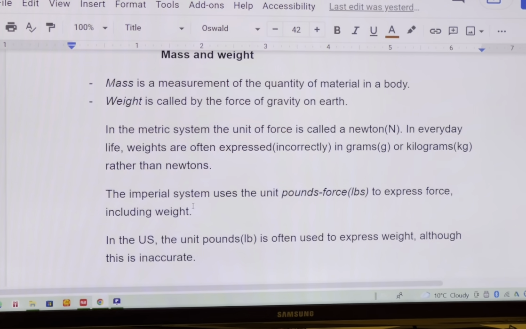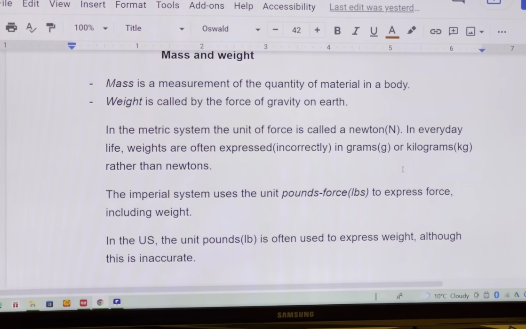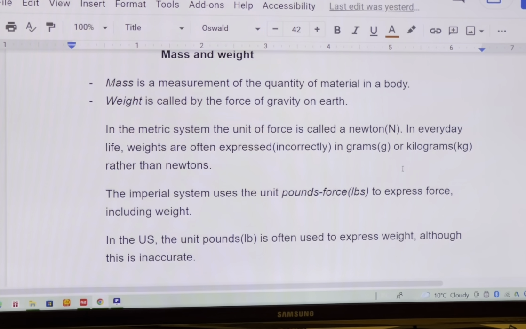In the metric system, the unit of force is called the Newton. We use N. In everyday life, weights are often expressed not exactly. If you describe somebody's weight, it is not exact, incorrectly, in grams or kilograms rather than Newton. So we often describe the unit of force as the Newton.